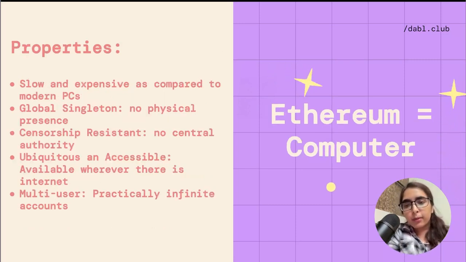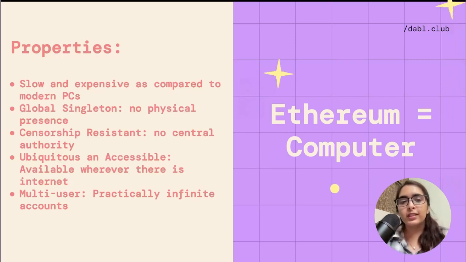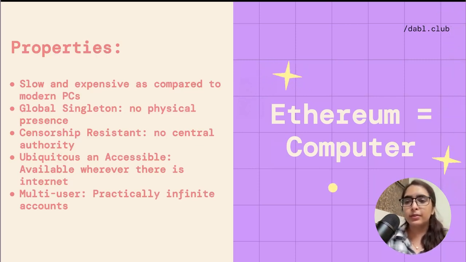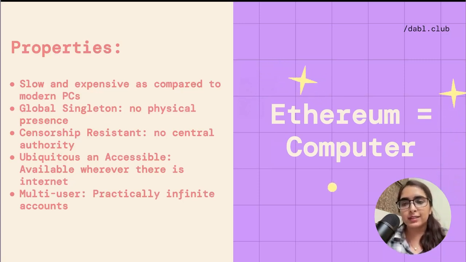Now let's look at some properties of Ethereum and how Ethereum compares to a normal computer. So of course Ethereum is slow and expensive as compared to modern PCs. And when you think of a computer, you think of something physical, but that is not the case with Ethereum. The first property, global singleton, says that there is no physical presence of Ethereum, but of course it is decentralized. Hence the censorship resistant property says that there is no central authority. That means there are no central servers.